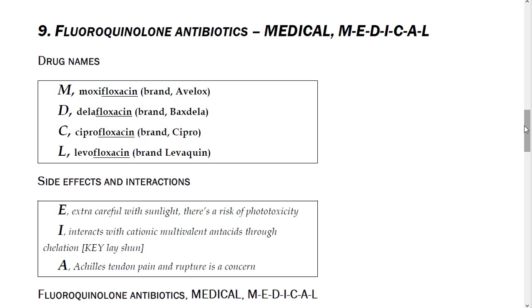Drug names. M. Moxifloxacin, brand Avalox. D. Delafloxacin, brand Baxdela. C. Ciprofloxacin, brand Cipro. L. Levofloxacin, brand Levaquin.